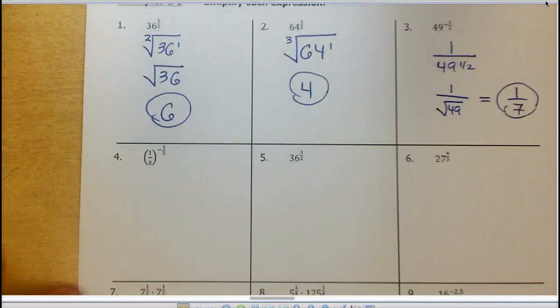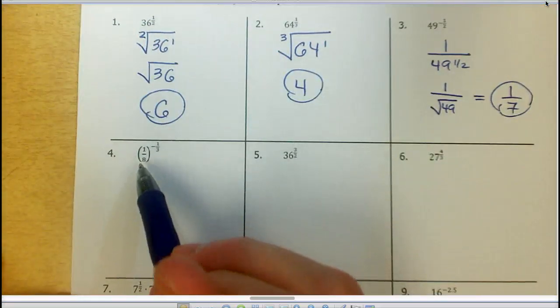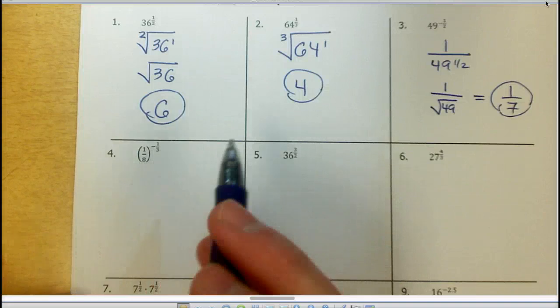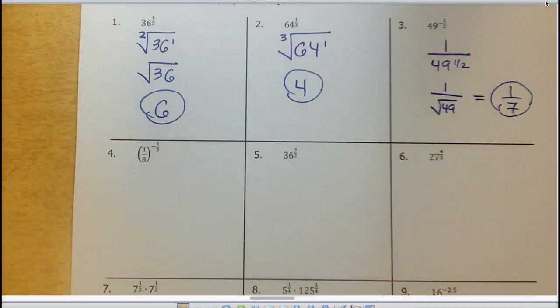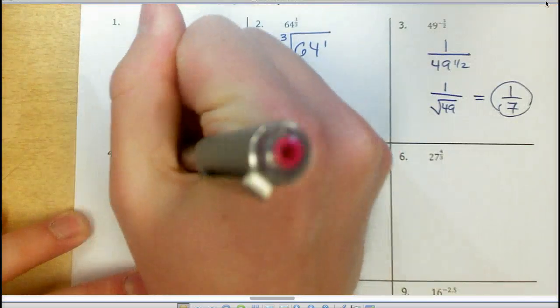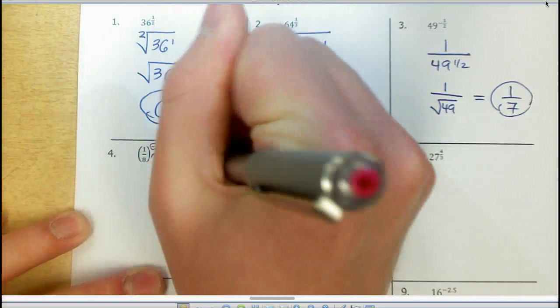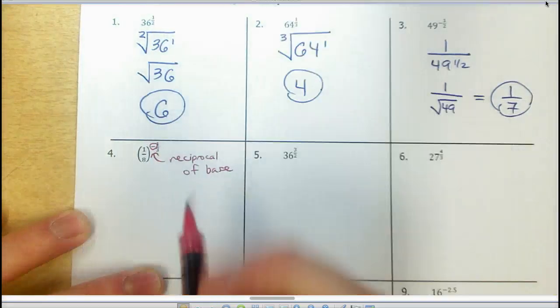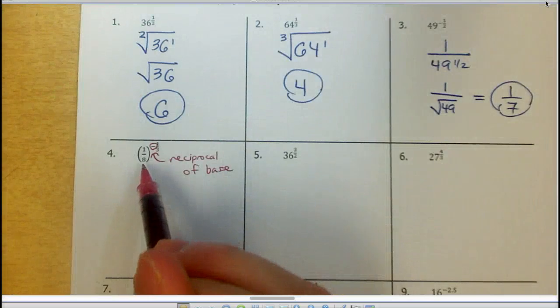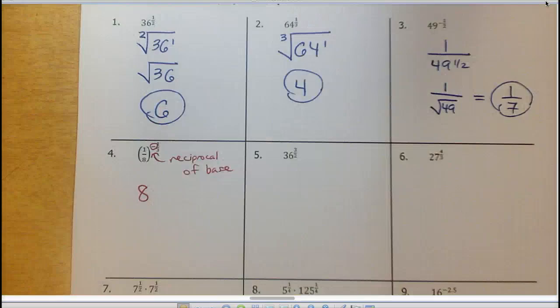Number 4, same thing. I have a negative exponent. I have 1/8, this time as my base, to the negative 1/3 power. So again, that negative exponent means that we take the reciprocal of our base. That's what a negative exponent means. It means take the reciprocal of your base. So right now my base is 1/8. The reciprocal of 1/8 is just 8. If I flip 1/8, I get 8.